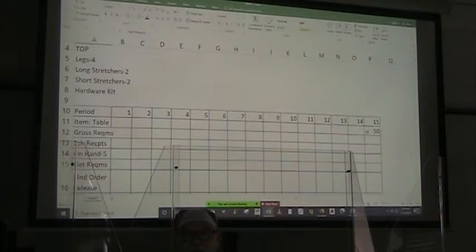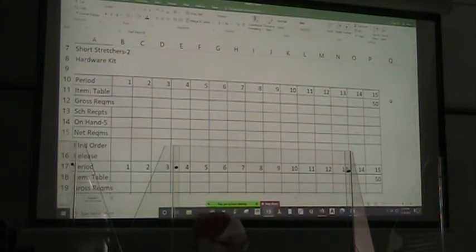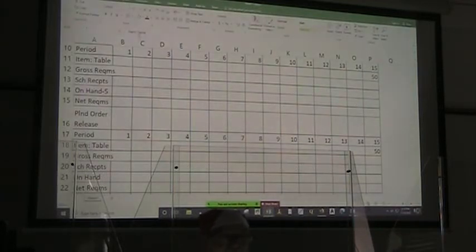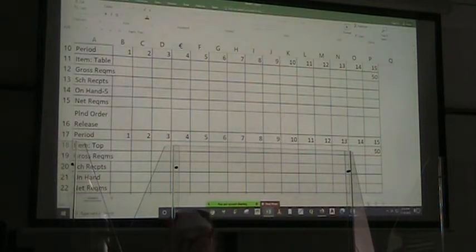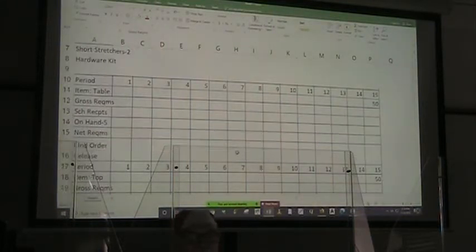Our 50 tables that are needed. Well, in here, we're going to have table tops. Okay, our gross requirements for that are going to be actually 45. So here we have 5 and that stretches out here.